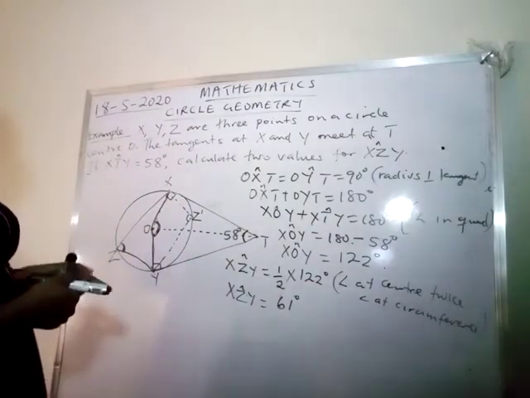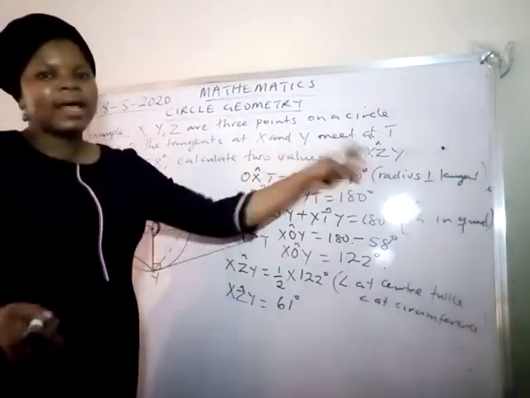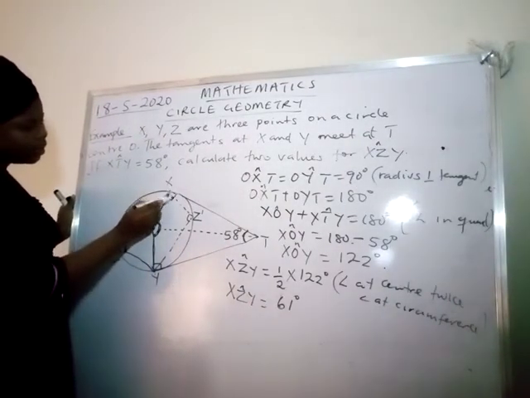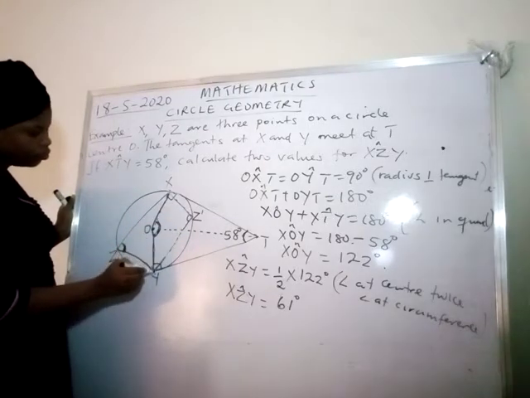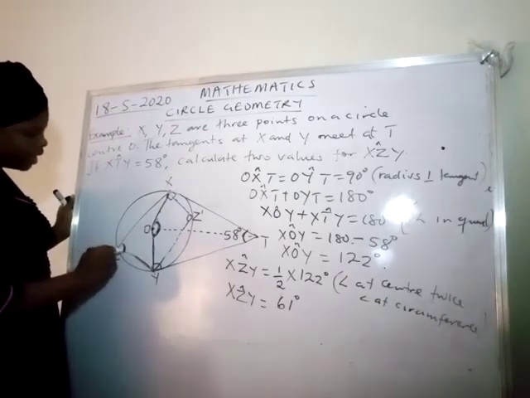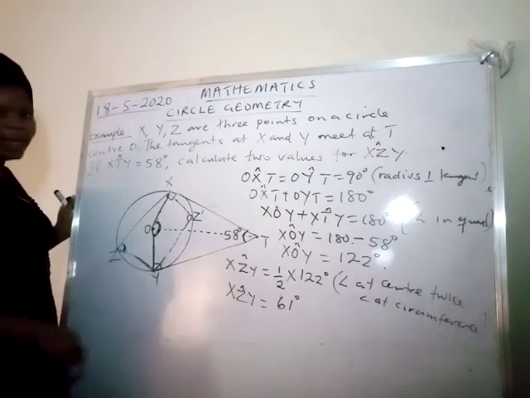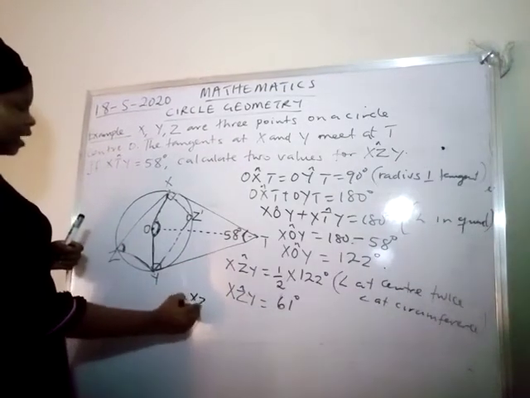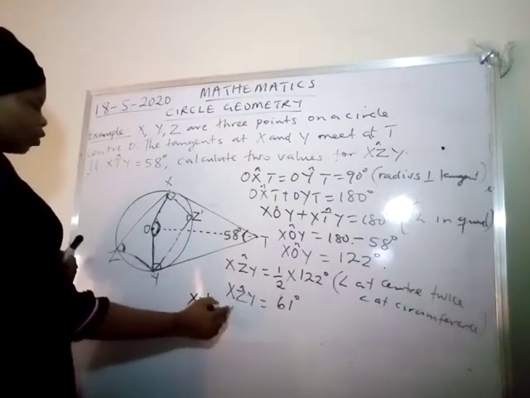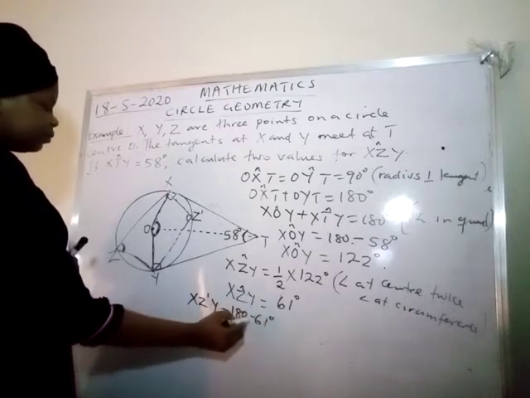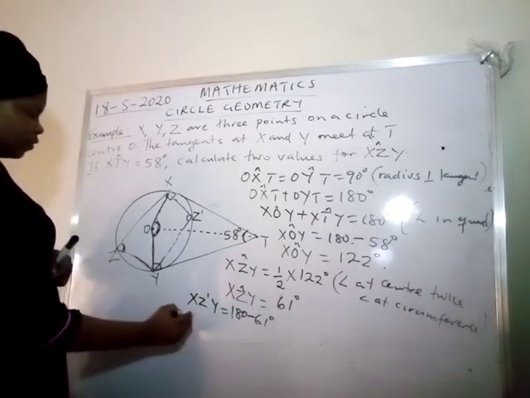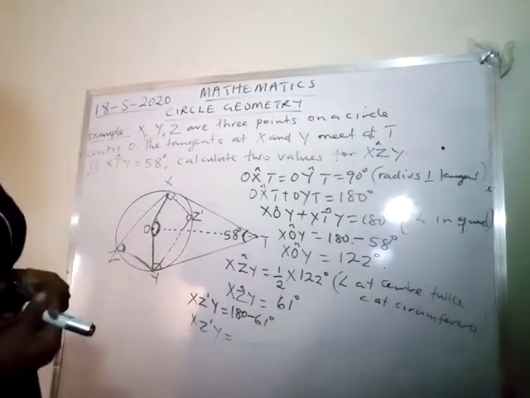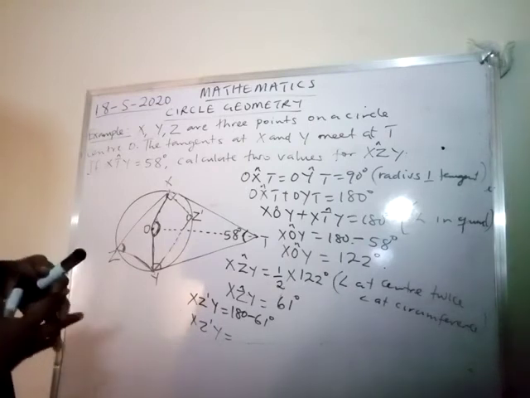And the question says we should find two values for that angle here. So that means I'm going to look at another cyclic quadrilateral. Look at this. 1, 2, 3, 4. So this angle here and this angle here, they are supplementary angles. So I have XZ prime Y to be equal to 180 degrees minus 61 degrees.